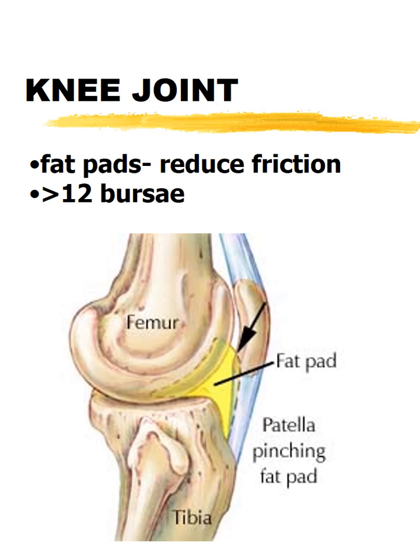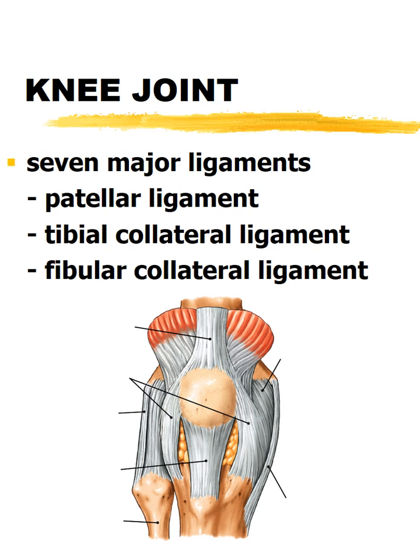There are many fat pads within the knee joint, and these are all responsible for reducing friction for the articulation between the femur and the tibia. We also have upwards of 12 bursae that are found within the articular capsule of the knee joint itself. There are 7 major ligaments that are found within the knee joint.